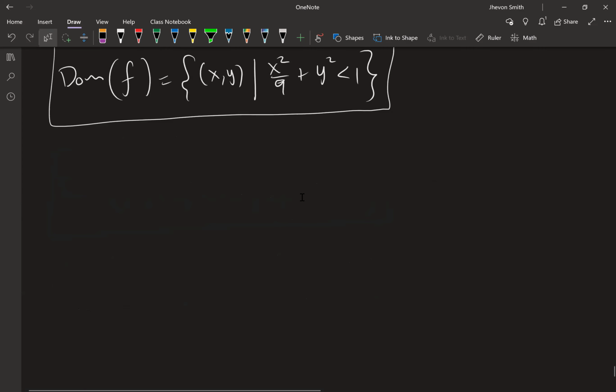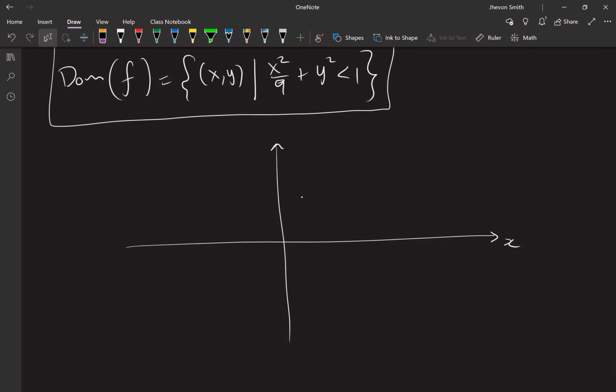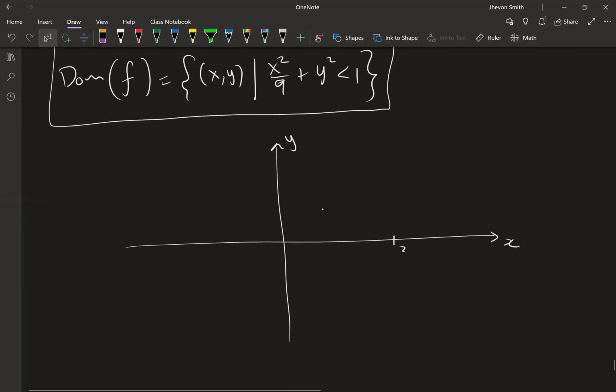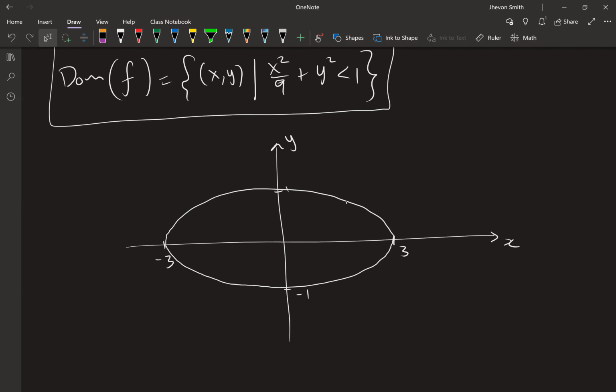And what would that look like? Well, it's going to be everywhere inside an ellipse. Centered at the origin, but you move 3 units in the x direction and 1 unit in the y direction. Now, technically, we want the smaller eraser. You don't want to include the boundary here.